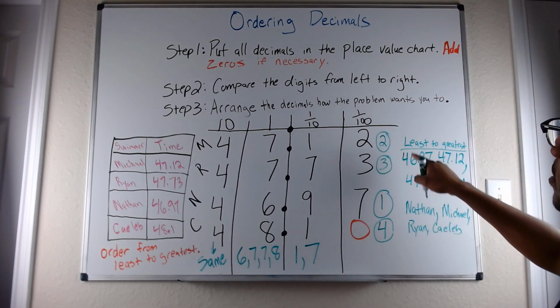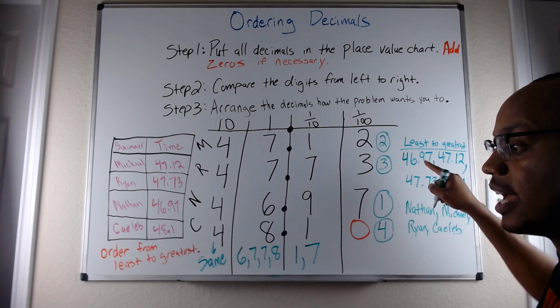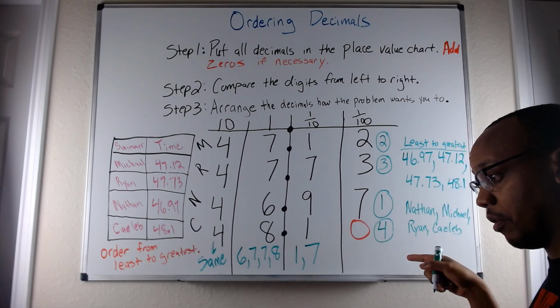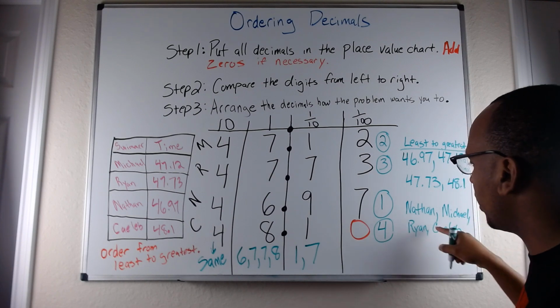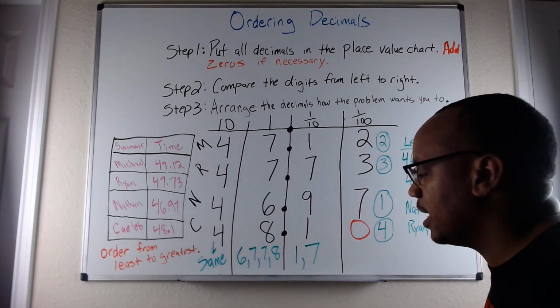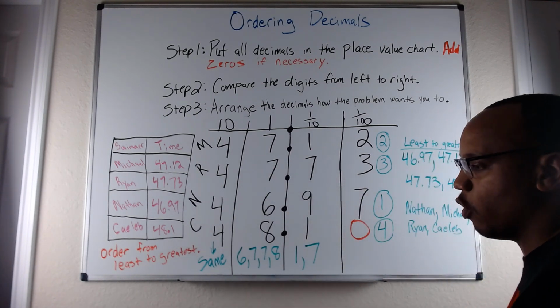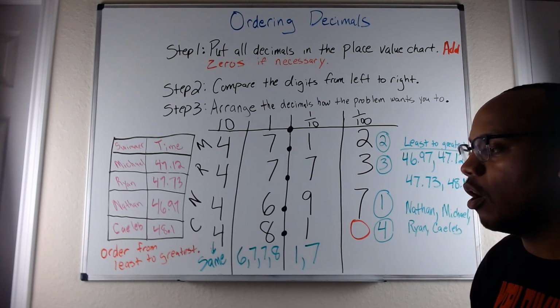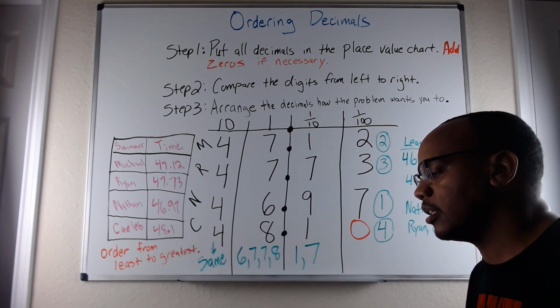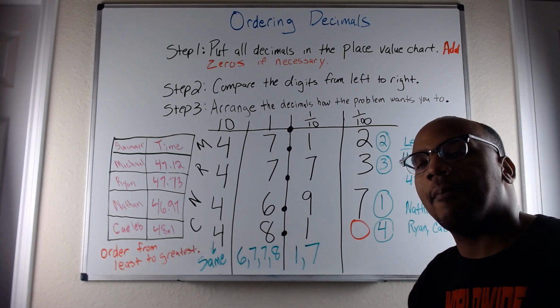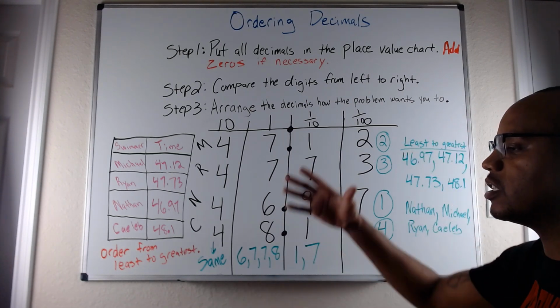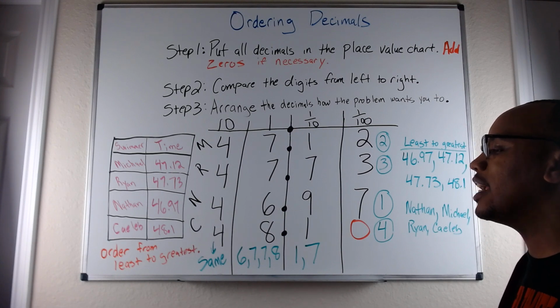So sometimes the answer will be to put the actual numbers in order from least to greatest. And then sometimes you'll have to put the labels, whatever names these numbers represent, in order from least to greatest. The same thing goes for greatest to least. All right, and this is Mr. T at Mr. T Do Numbers. This is a simple lesson on ordering decimals.